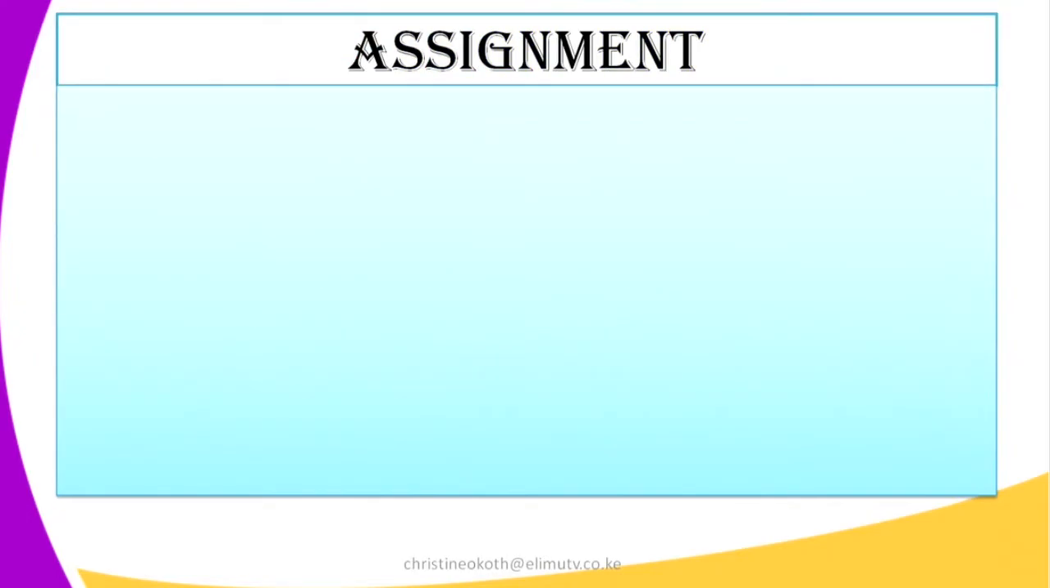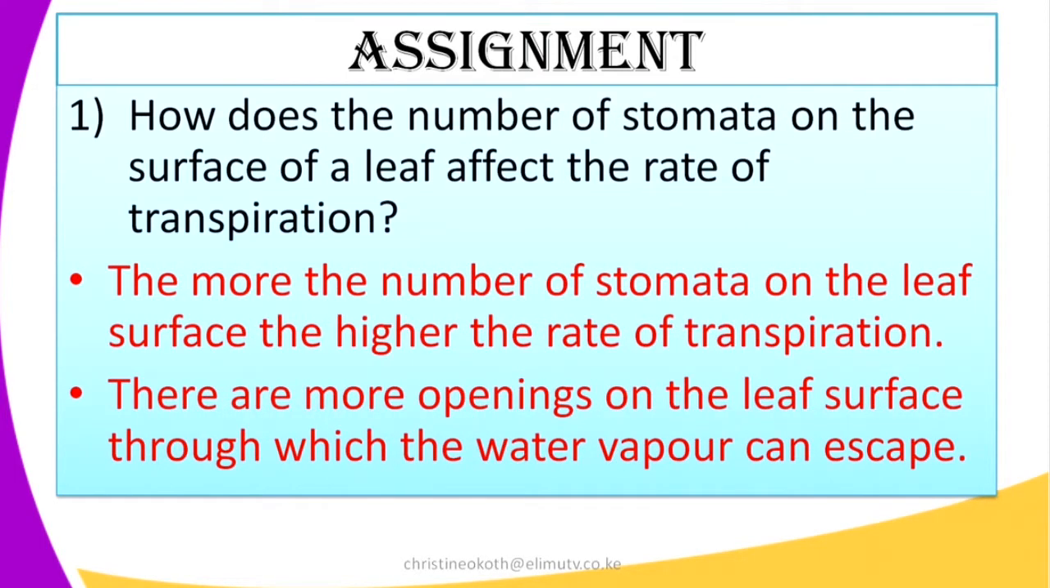So let us start by reviewing the previous assignment, which was on question 1. How does the number of stomata on the surface of the leaf affect the rate of transpiration? We had discussed earlier on the previous topic. So the more the number of the stomata on the surface of the leaf, the higher the rate of transpiration will be. Why? Because there are more openings which are on the leaf surface through which the water vapor can escape. So the stomata is the opening by which the water evaporates.